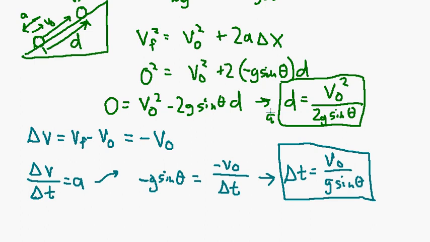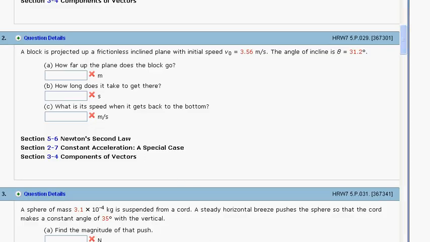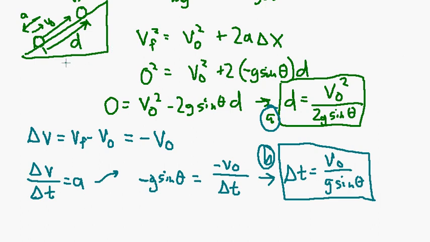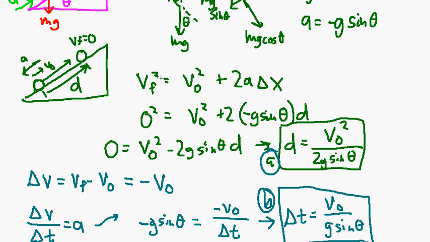And then for part C, what does part C say? What is its speed when it gets back to the bottom? Well, when it gets back to the bottom, it's back here again. So for part C, we take this equation again, but now we're saying it goes all the way up and then it comes back to the bottom. So delta x is actually 0. Vf squared equals v initial squared plus 2a delta x.